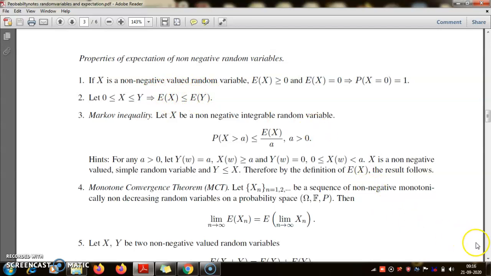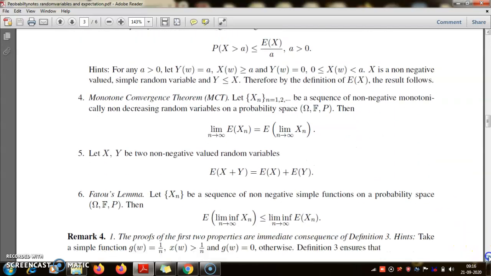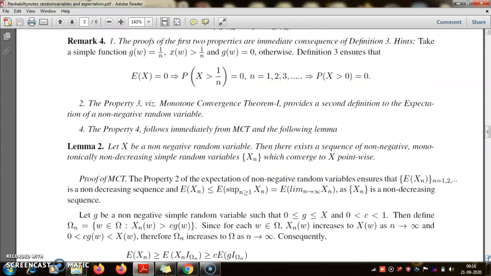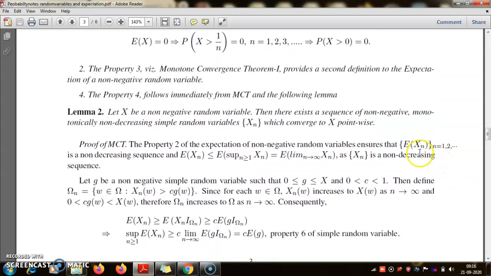So by using this property, we get that if you have a sequence of non-decreasing random variables on a probability space, that is Xn less than equal to Xn+1, then their expectations are a non-decreasing sequence of numbers. And what do you know about a non-decreasing sequence of numbers? That their limit exists. Now that limit may or may not be finite. That is another story. And another thing, you see that each of these Xn's will be less than equal to supremum of Xn's. So why supremum of Xn's?